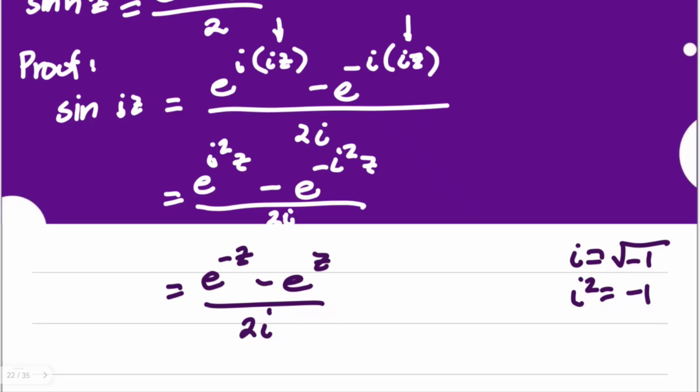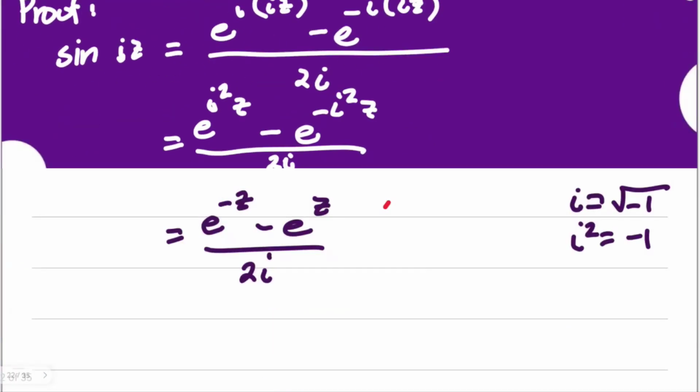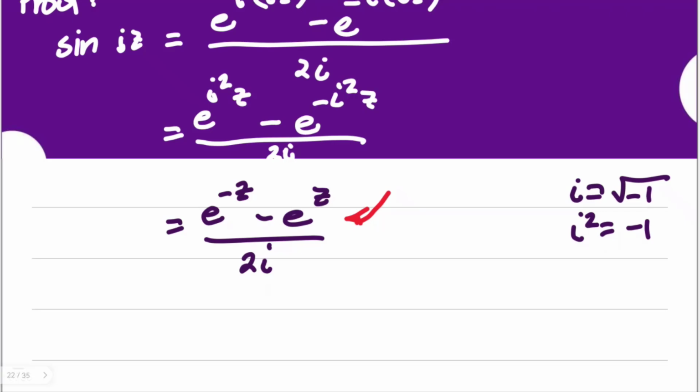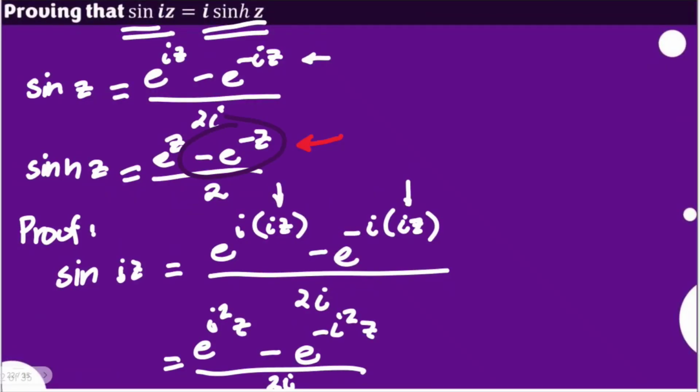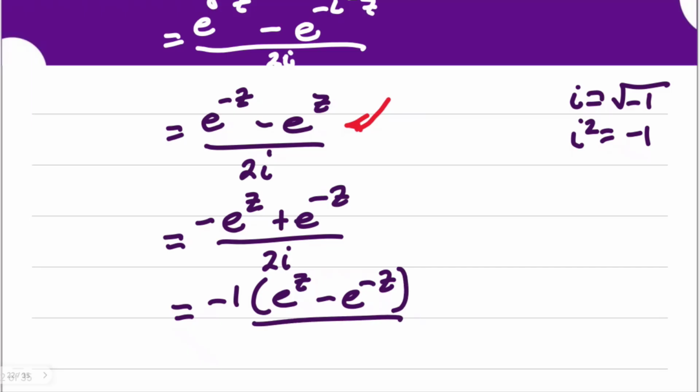Now look at this and look at the equivalent form, our target. We already have the similar forms of our numerator. It's just that they are rearranged differently. It should be e to the power of positive z minus e to the power of negative z. Since that is our goal, let us rearrange our numerator. So you will have negative e to the power of z plus e to the power of negative z, all over 2i. Again, take note, our goal is this, minus. So what if we factor negative 1 out: negative 1 times e to the power of z minus e to the power of negative z, all over 2i.